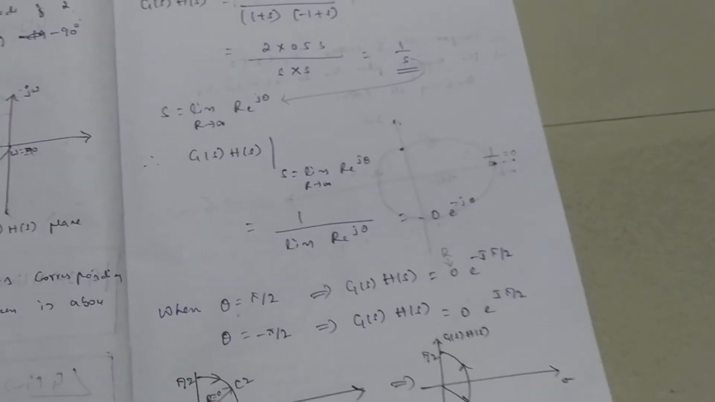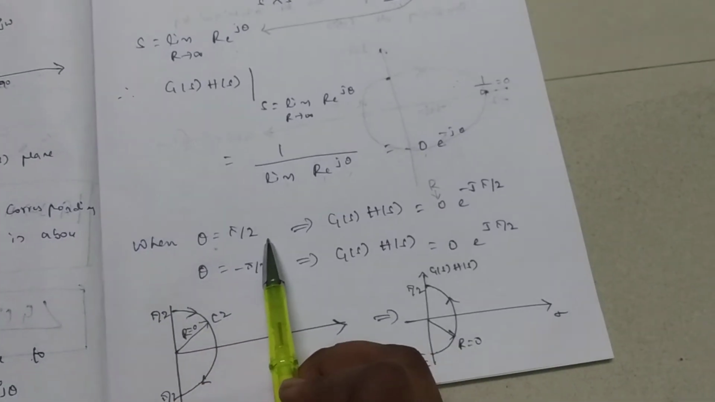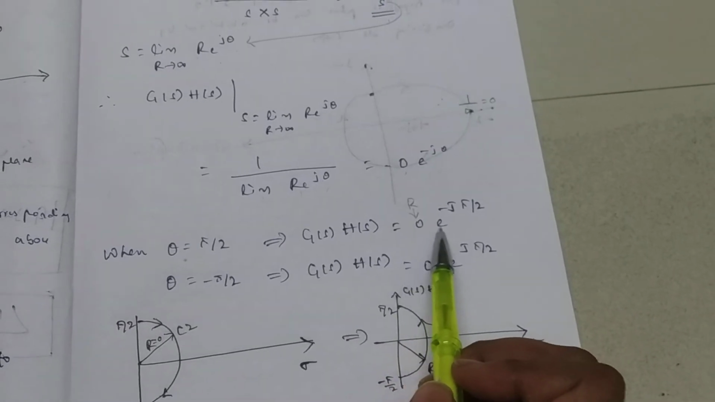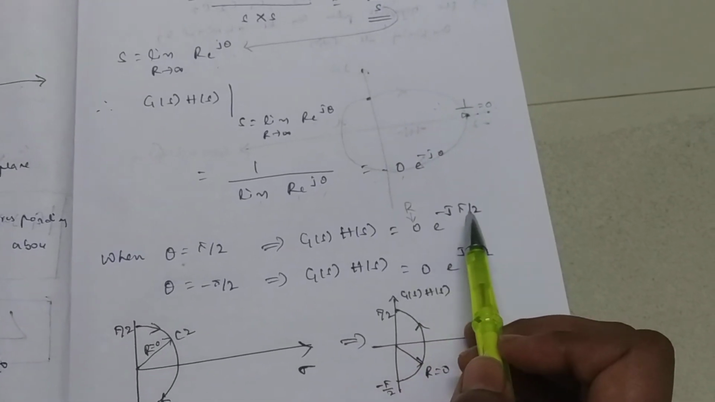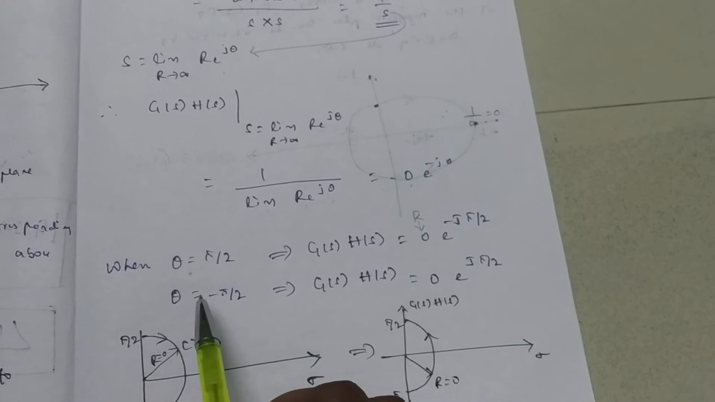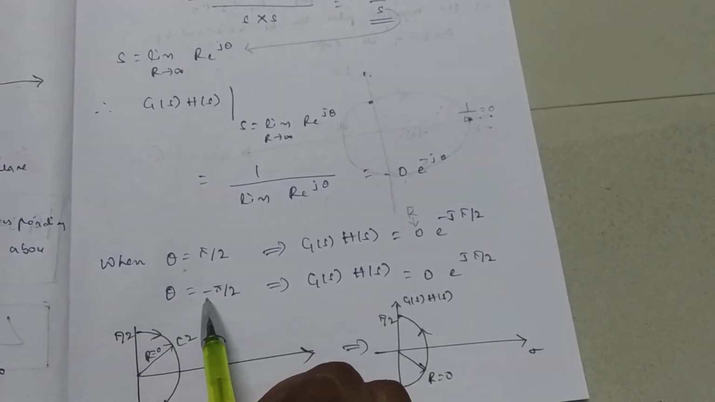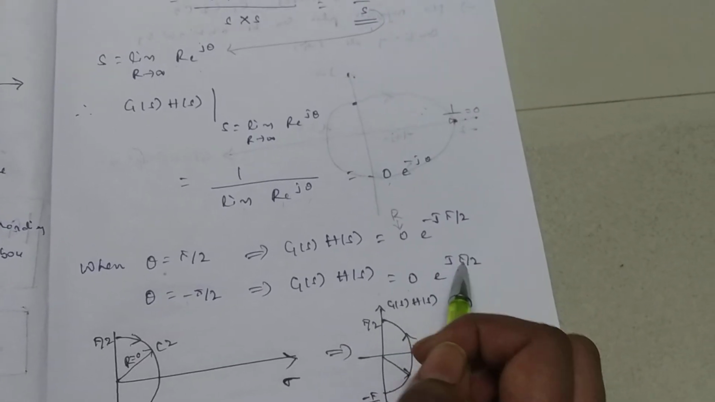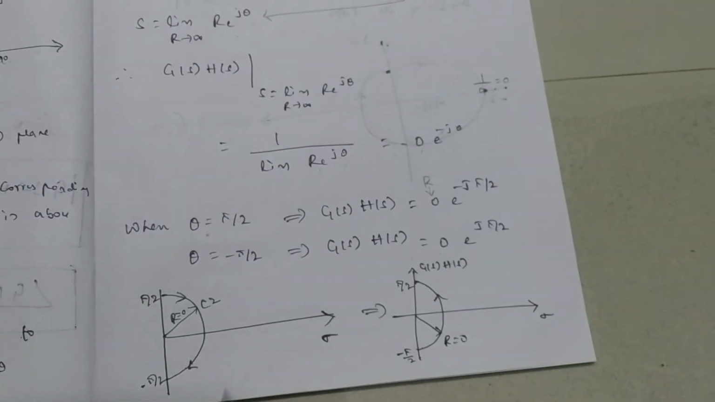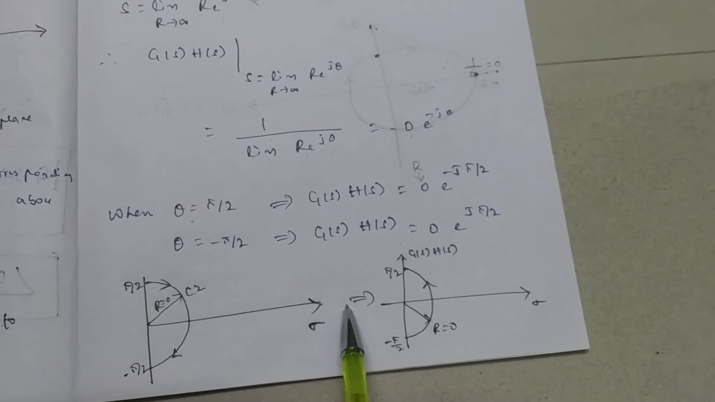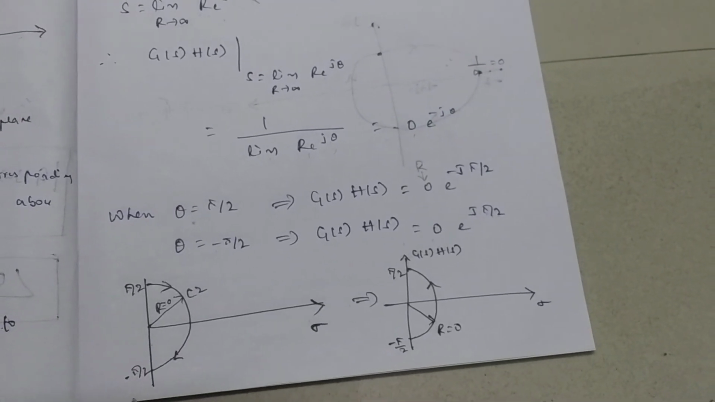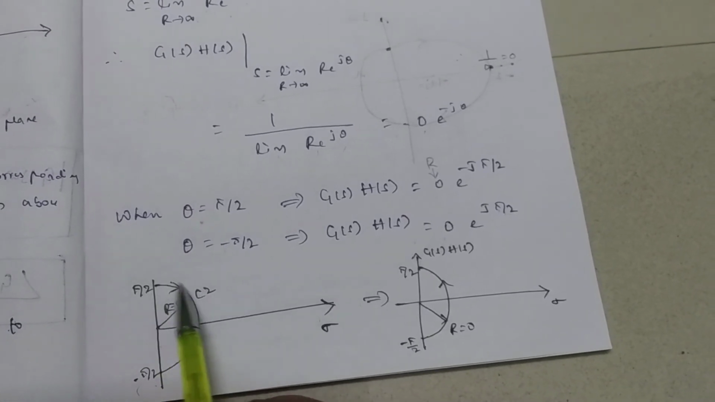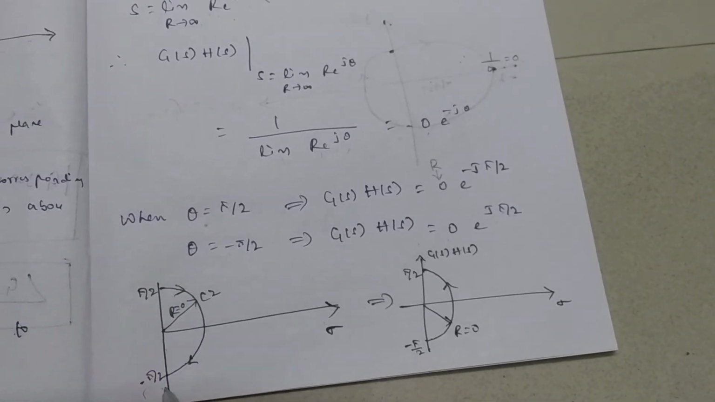So here, in section C2, when theta equals pi by 2, then g(s) h(s) equals 0 times e^(-j pi/2). Similarly, when theta equals minus pi by 2, then g(s) h(s) equals 0 times e^(+j pi/2). So for section C2, we are mapping from plus pi by 2 to minus pi by 2. See the direction here, from plus pi by 2 to minus pi by 2.